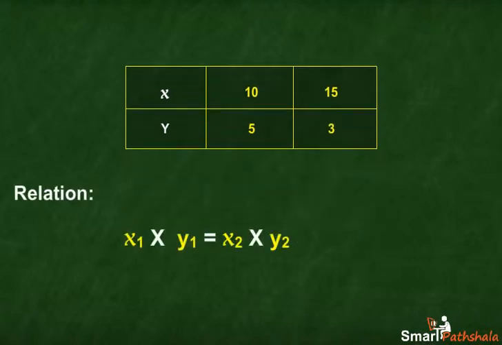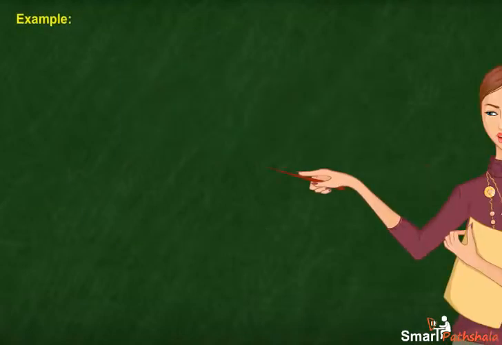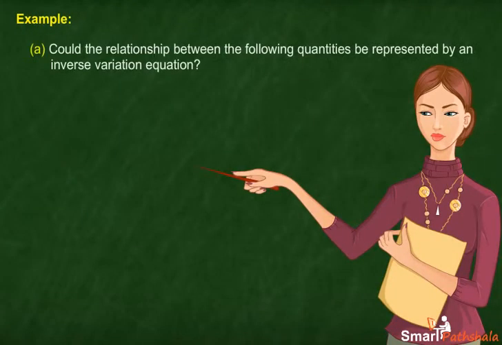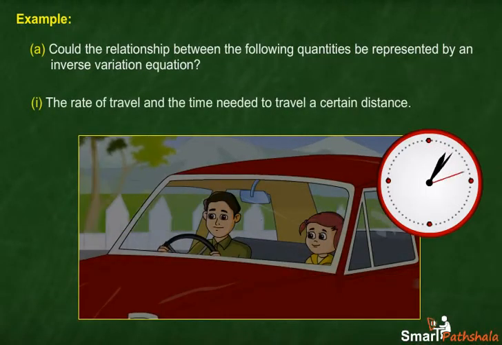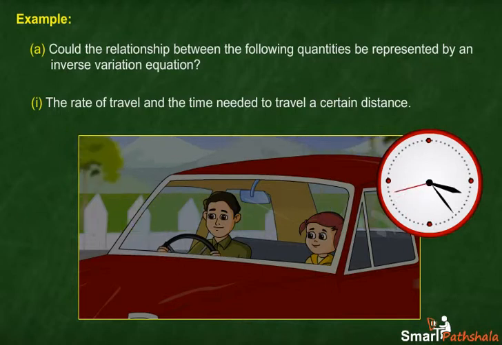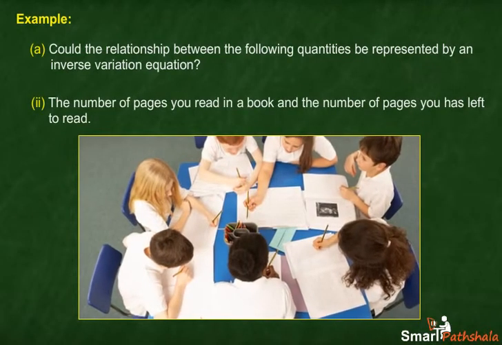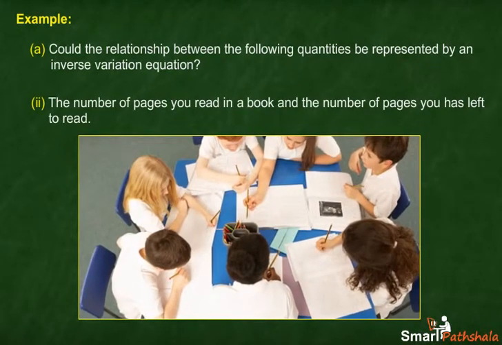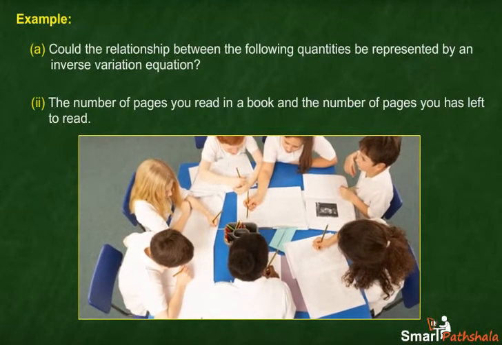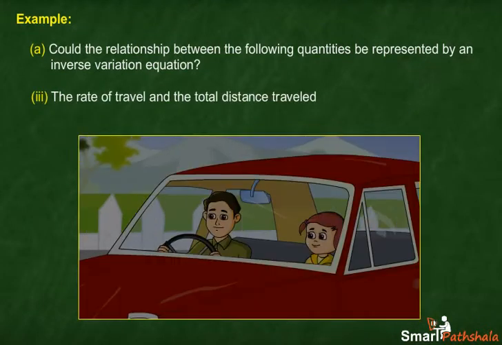Students, let's look at an example. A. Could the relationship between the following quantities be represented by an inverse variation equation? 1. The rate of travel and the time needed to travel a certain distance. 2. The number of pages you read in a book and the number of pages you are left to read. 3. The rate of travel and the total distance traveled.